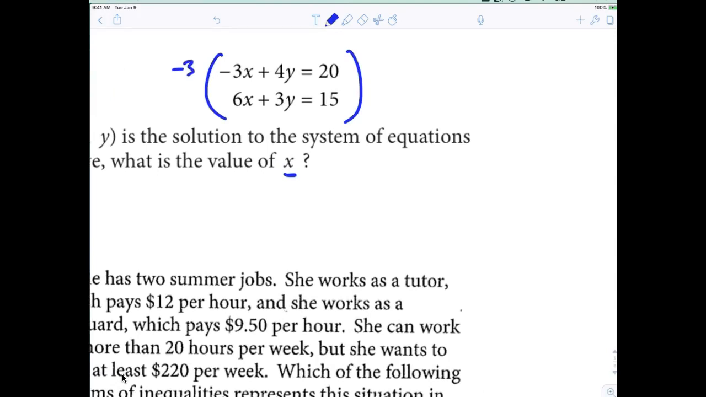-3 and the bottom by 4. All right, now one of them has to be negative. If you did 3 and -4, that's perfectly fine also.